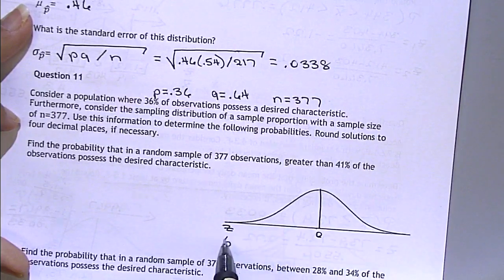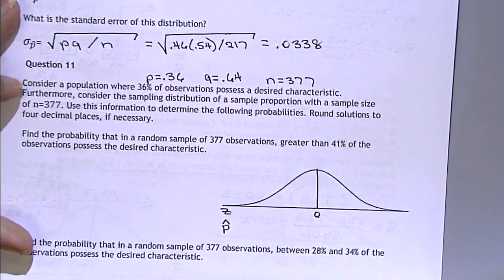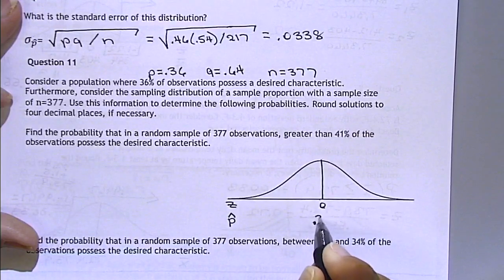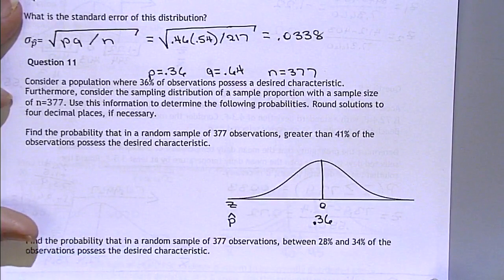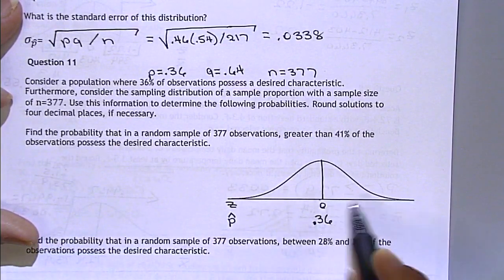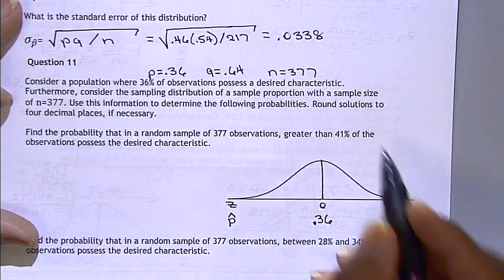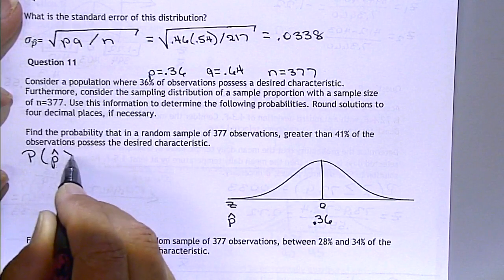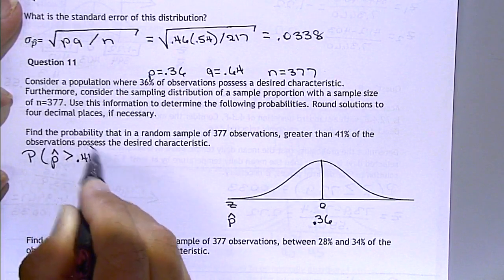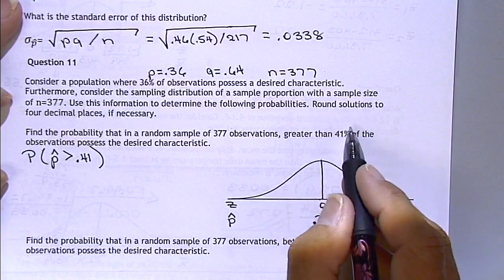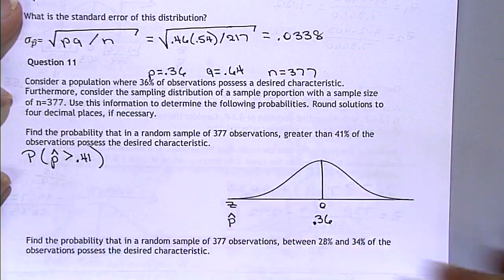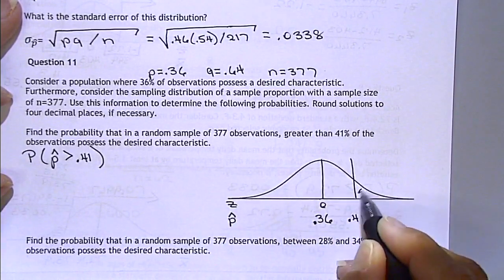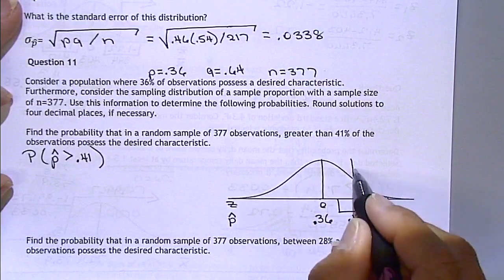This time, you're dealing with p hat, sample proportions, okay? What's the center of that? It's always going to be the population proportion, just like it was always the population mean, right? And then they want to know greater than 41%. Well, the question is, probability that p hat is greater than 0.41. We don't write problems where we're working proportions in percentages. We change them to decimals. Okay, so here I am, 0.41. Area to the right, isn't it?